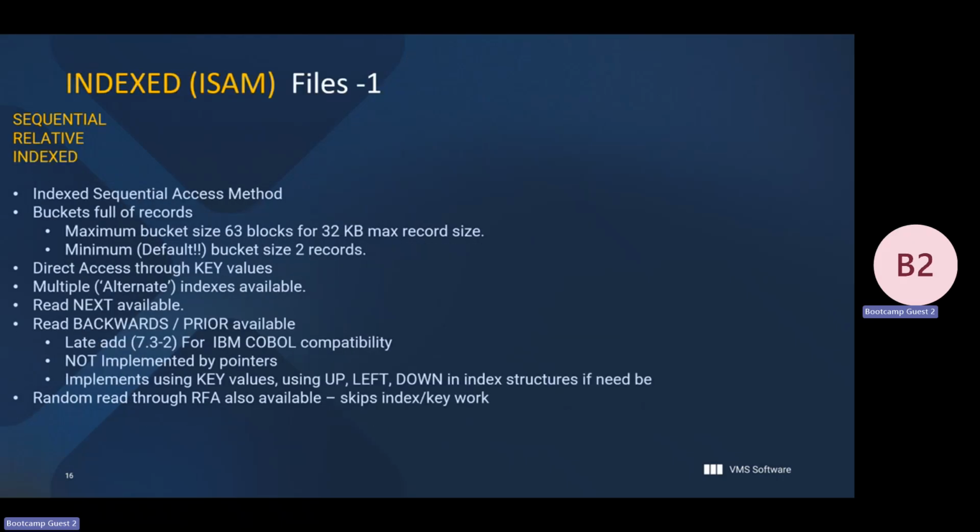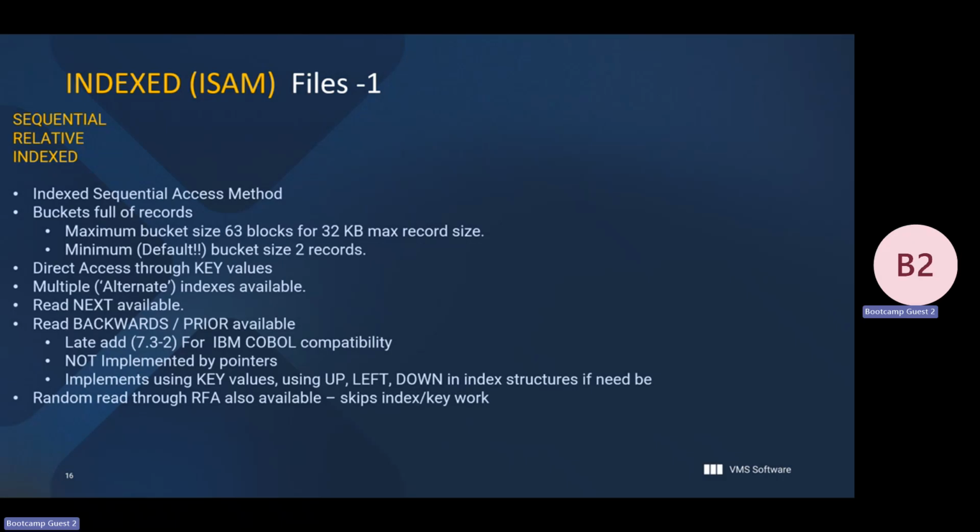Crown jewels: index files, index sequential, ISAM files, they're also called, right? Indexed sequential access method. We have buckets full of records. We have the maximum bucket size limited by good old PDP-11 defined structures, 63 blocks, which would allow for a 32 KB maximum record size. Okay. Sorry, that's all you're going to get.